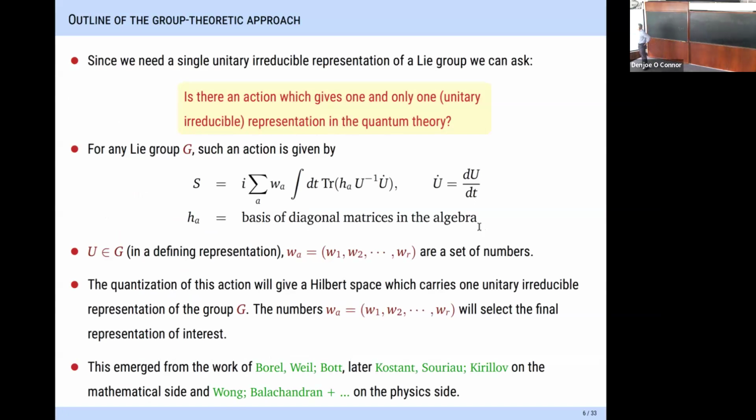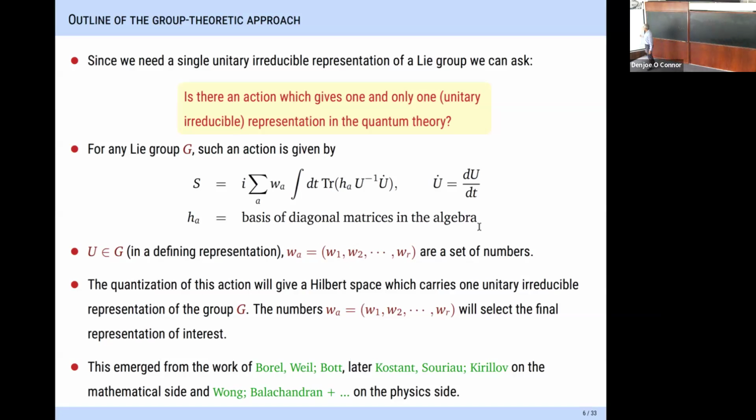Okay, so if you want a single particle, we ask the question: is there an action which gives exactly one and only one unitary irreducible representation in the quantum theory? Okay, so we know that the idea of a point particle as a representation of the Poincare group is a quantum idea, but nevertheless you can ask: is there a classical antecedent to that, an action that I can write which upon quantization gives me this representation? And of course, such an action is known for any group. You can write this action.